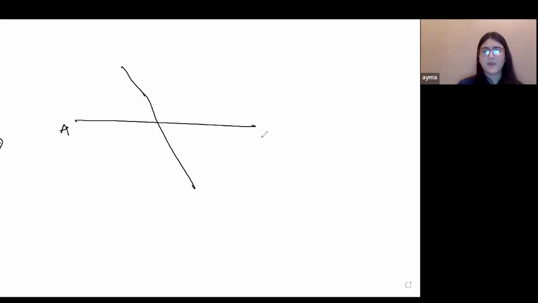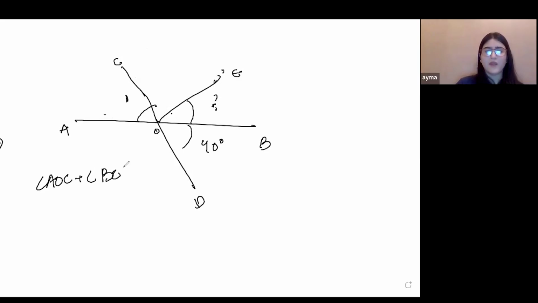Yeah. See, for kids who couldn't get the answer, this was your question, right? I think this was A, B, E, B, and I think this was C. And this is O. So AOC, BOD was given 40 degrees. You needed to find BOE, right? Because it was saying the sum of angle AOC, this angle and this angle. Angle AOC plus angle BOE was equal to how much? 90 degrees, right? So I think it was 90, right?